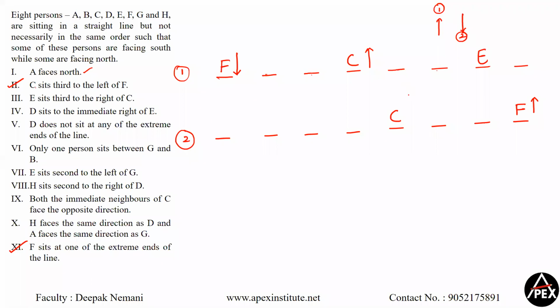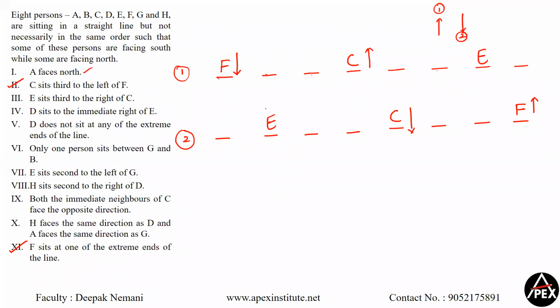Clear? And in case 2, C will be facing direction 2. Then E is third to the right of C. So 1, 2, and 3. E will be sitting here. Clear? Guys, if you get stuck at any point, please let me know. Is it clear till here? Yes. Now, which statement should I consider now? 7. Seventh statement.